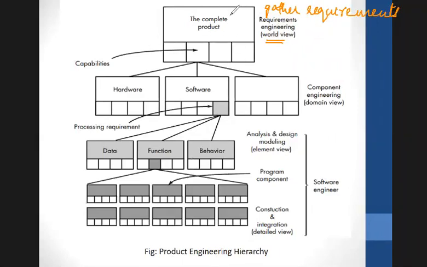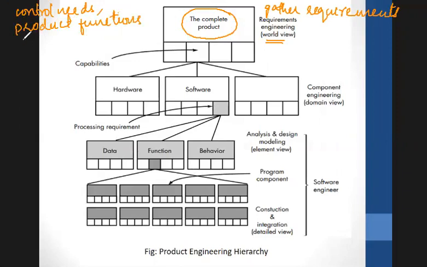Now this product engineering is going to view the worldview as one complete product. Now what are these requirements? We'll write down the different requirements. It can be information, control needs, how you're going to control the software, what are going to be the product functions, that is the different features, and what is going to be the behavior, that is how you're going to operate on the system, and the environment in which you're going to operate the system. Now this is going to be behavior for the entire product.